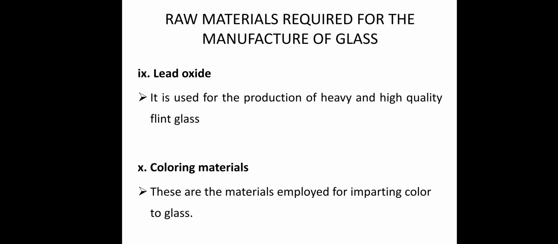Lead oxide. It is used for the production of heavy and high quality flint glass. Coloring materials. These are the materials employed for imparting color to the glass.